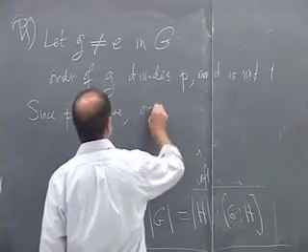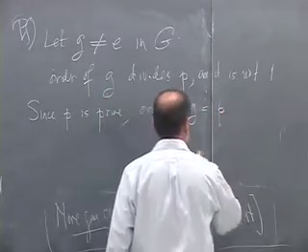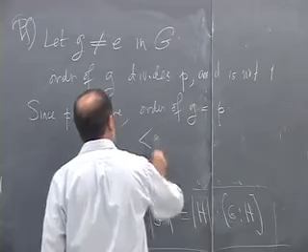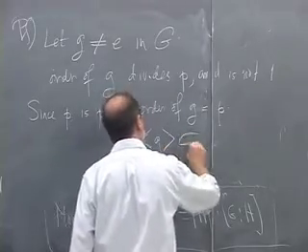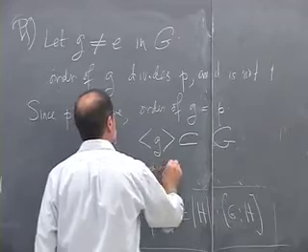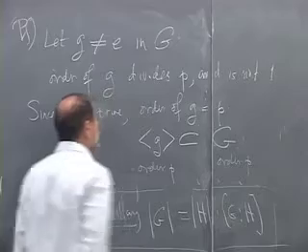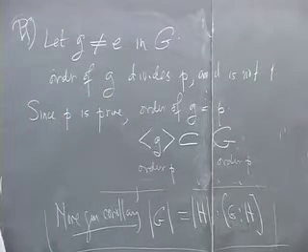We see the order of g is equal to p, which says that the subgroup generated by g, which is a subset of G, has order p. And if you have finite sets, one contained in the other, and they have the same order, they're equal.